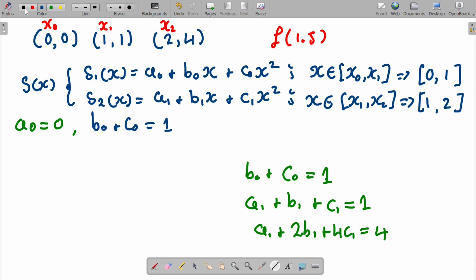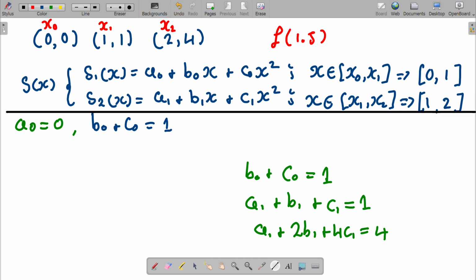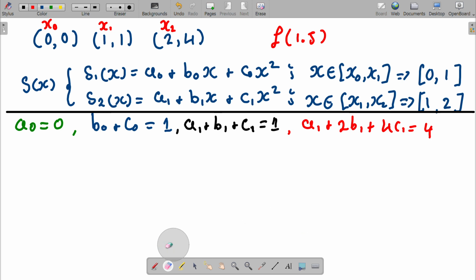Okay, so let me just put a demarcation here so that we don't confuse ourselves there. Then we have also found the fact that a sub 1 plus b sub 1 plus c sub 1 is equal to 1. Then for the last part, on the interpolating conditions, is the fact that a sub 1 plus 2b sub 1 plus 4c sub 1 is equal to 4, like that. Okay, so now one thing that we also have to apply is a derivative condition. Those were interpolating conditions. Now we have to apply the derivative condition.